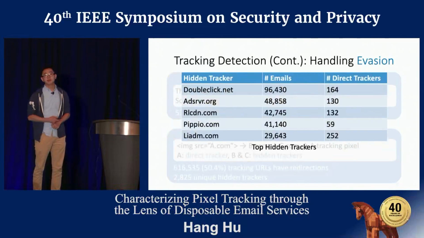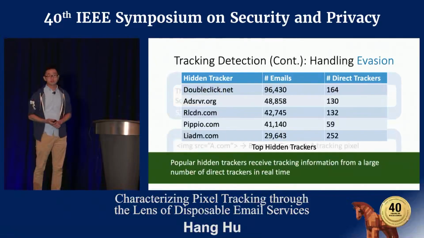The most popular hidden tracker is DoubleClick.net. More than 96,000 emails will redirect to it. And DoubleClick.net is a company owned by Google. Popular hidden trackers receive tracking information from a large number of direct trackers in real time.